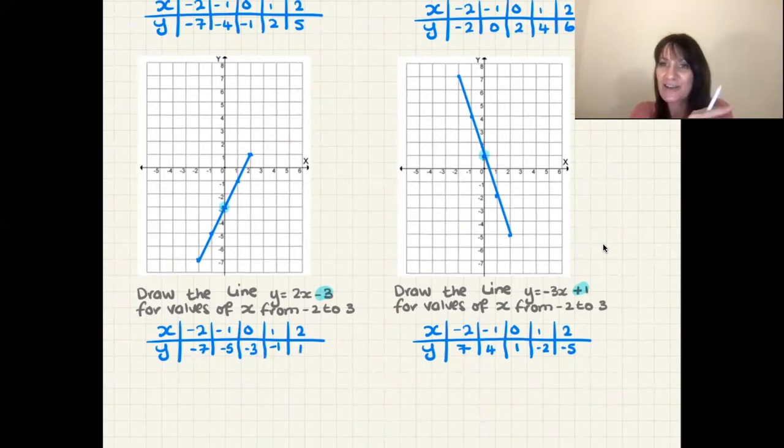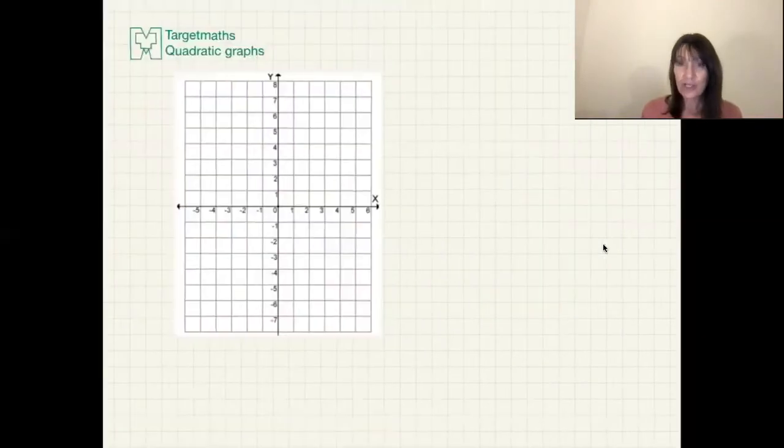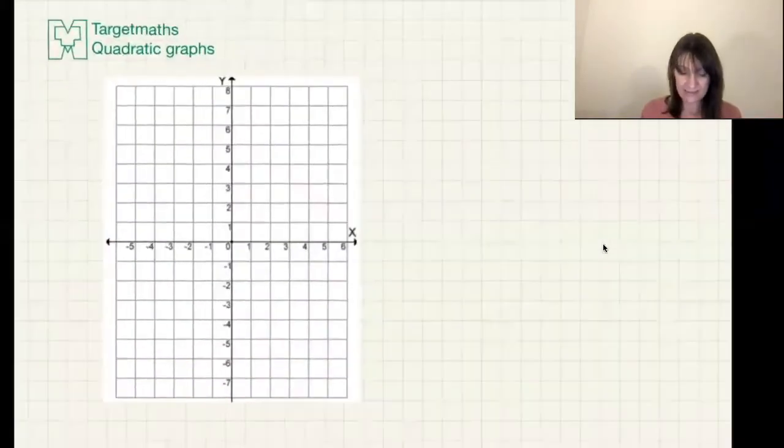So that's just a little extra as well. We do go into this graph in a little bit more depth in the grade 4 course, but the most common questions that you get asked are to draw them, and we've covered that here, which is important. Okay, so we're going to move on to our quadratics.